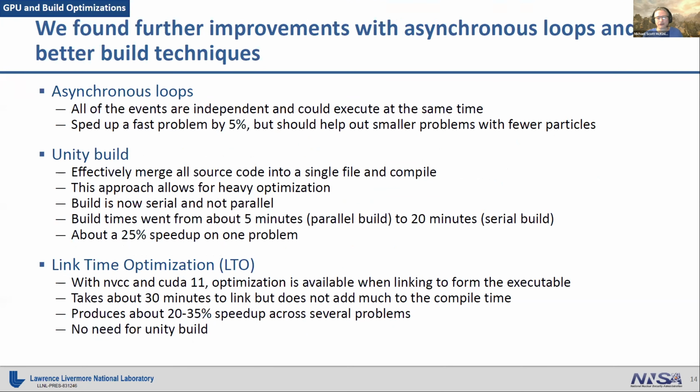We looked at asynchronous loops. We have one section where we're actually doing the events where we go asynchronous. However, when we're running efficiently, we pretty much fill up the GPU with one event, and it's only when that event is tailing off that the next event starts overlapping. And so we're seeing like a 5% speed up, but I think it helps out when we're running smaller problems.